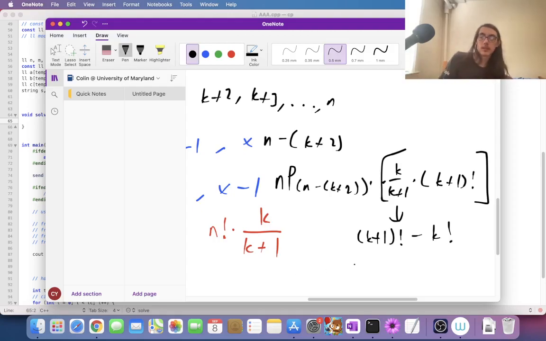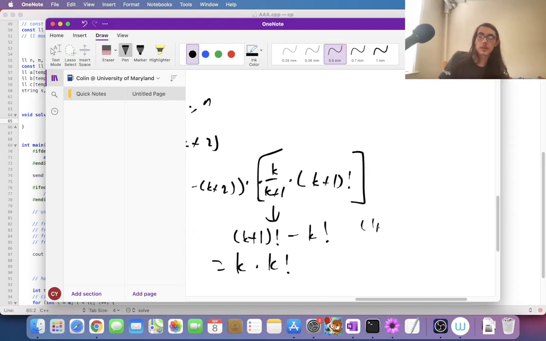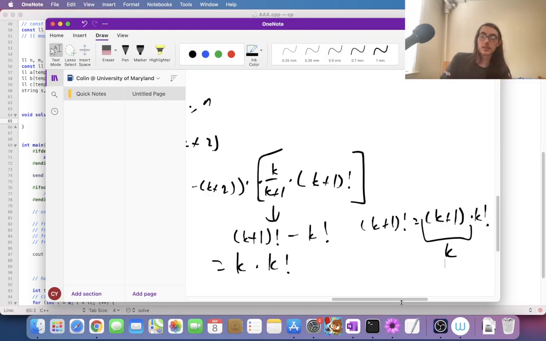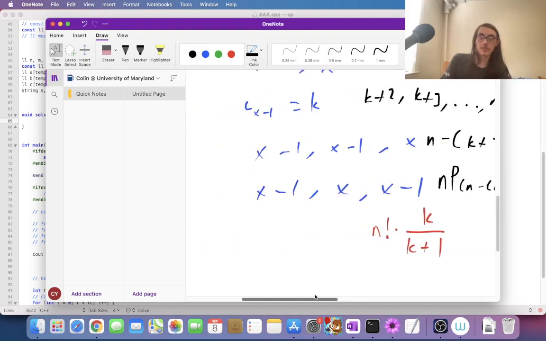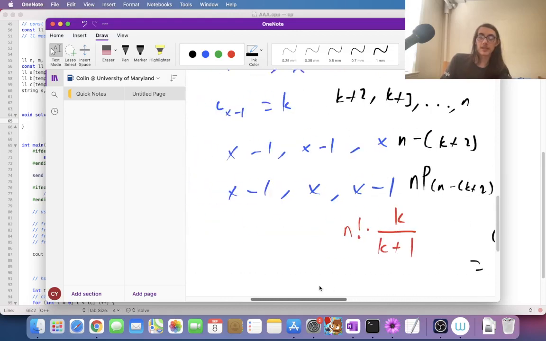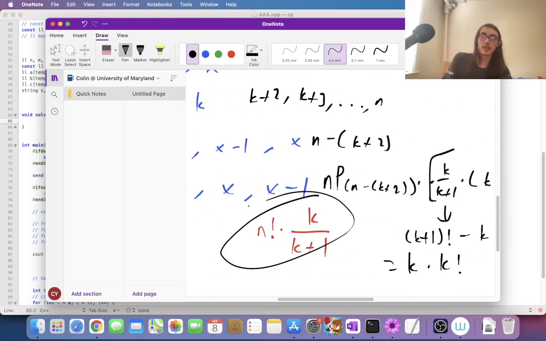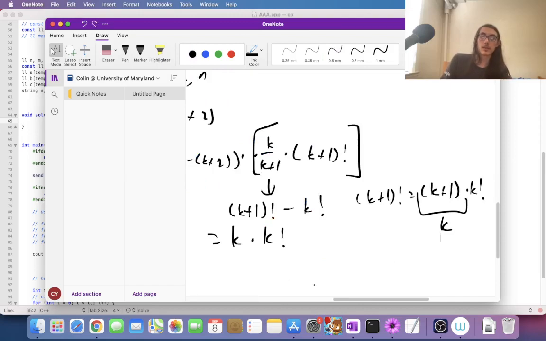Or rather, which is equal to k times k factorial as well. That's the thing. And you get this because k plus 1 factorial is equal to k plus 1 times k factorial, and then you take that ratio in, and then you get k. I'm just over explaining stuff. Anyway, this is the final answer. You can get to it in multiple ways. I think this is probably the easiest to code. You just do it, and then you're done.